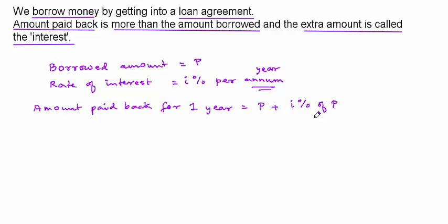Now this is for 1 year. If the rate of interest is given as a percent, we need to change it to a decimal by dividing with 100. So if this is given to be 10%, say for example, the amount to be paid back after 1 year is going to be P plus 10% of P. 10% means 0.1. So that is going to be P plus 0.1P, which is 1.1P. That's how it works.